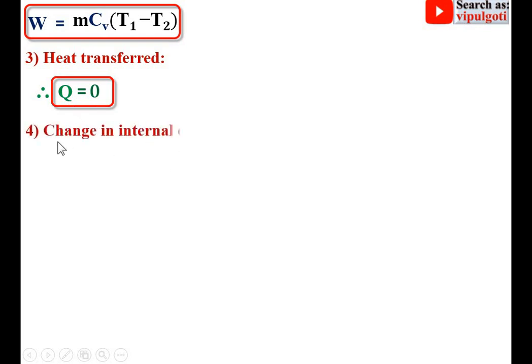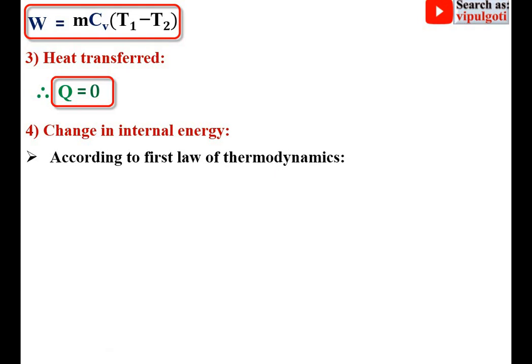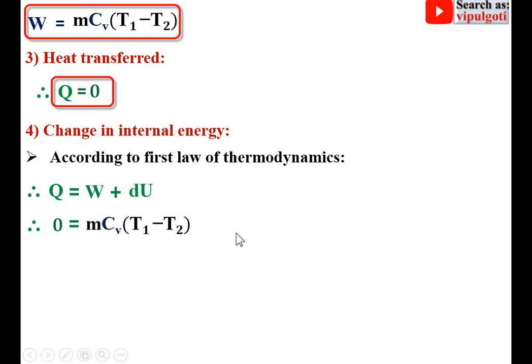Fourth one, change in internal energy. Now according to first law of thermodynamics, you know that Q is equal to W plus dU. Q is the heat transfer during the adiabatic process, W is the work done during the adiabatic process, and dU is the change in internal energy. So as we have discussed, during the adiabatic process, heat transfer is 0. I can put the value over here, Q as 0, and W you know that mCV T1 minus T2 plus dU as it is.